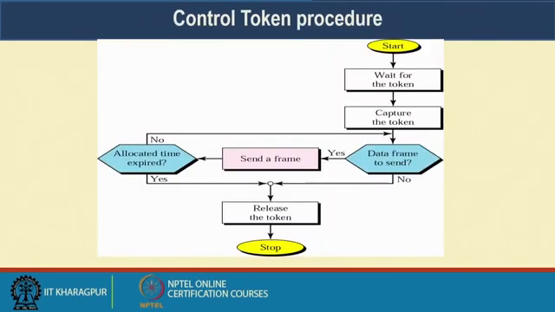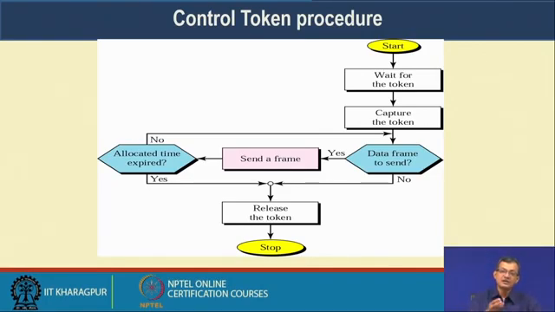If we look at the flow of the operation, a station needs to wait for the token to come. Once it gets the token, it captures and has control over the token. Then it checks whether it has a data frame to send. If not, it releases the token to the next one in the ring. If yes, it sends the frame, subject to the allocated time limit. If that has expired, it has to release the token, because it cannot keep the token in its control indefinitely. There is a time limit for this.